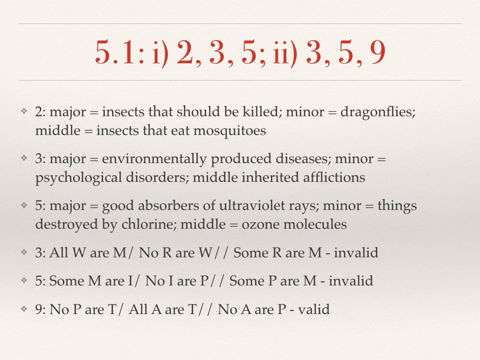Exercise for section 2, you are to put the syllogisms into standard form using letters to represent terms and the names. So for number 3, this one gets translated into all W are M, no R are W, and some R are M.